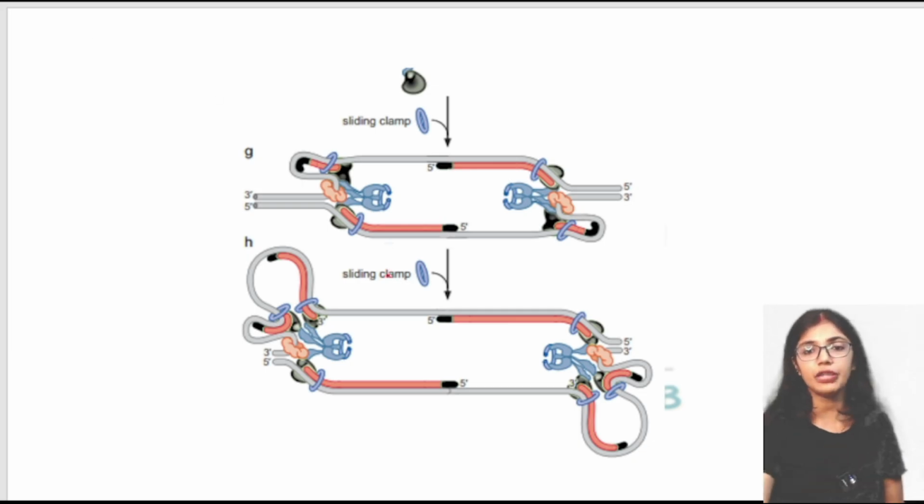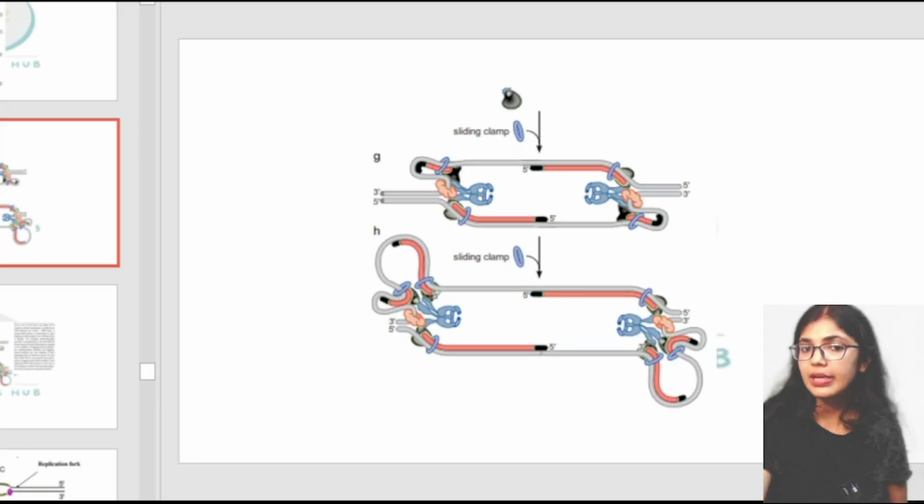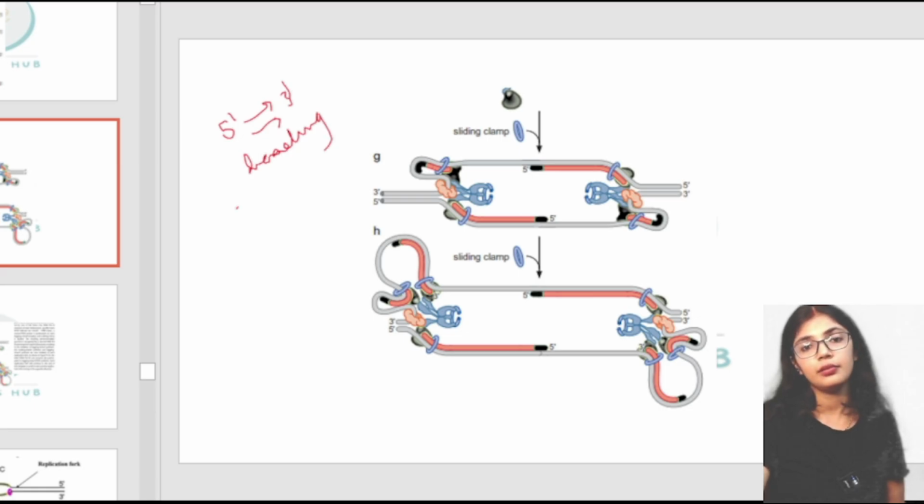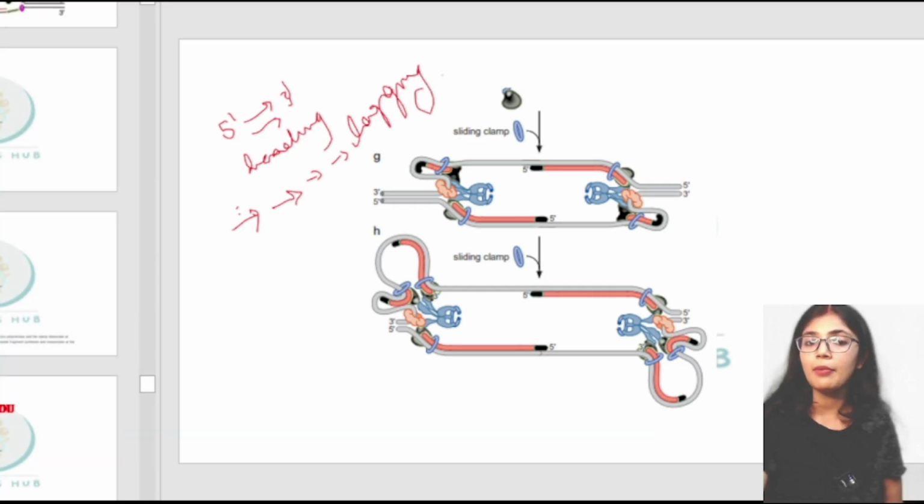So here we can see there is a continuous stretch of DNA from 5 prime to 3 prime. When the DNA polymerase synthesizes in the 5 prime to 3 prime direction, it is continuously synthesized. It is known as the leading strand. When it is synthesized on the lagging strand, by making fragments, it is known as the lagging strand.